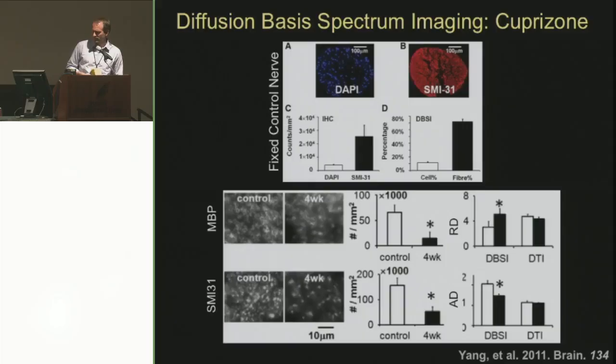And so in the bottom here, I believe this is, again, a cuprizone model, but they showed that DBSI was able to show a change in radial diffusivity, whereas DTI was not. And at the bottom here, showing DBSI was more sensitive to changes in axonal injury, where DTI was not.